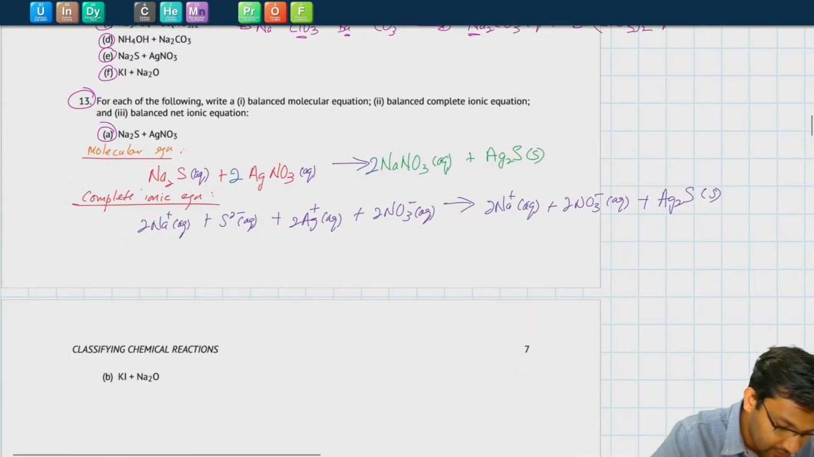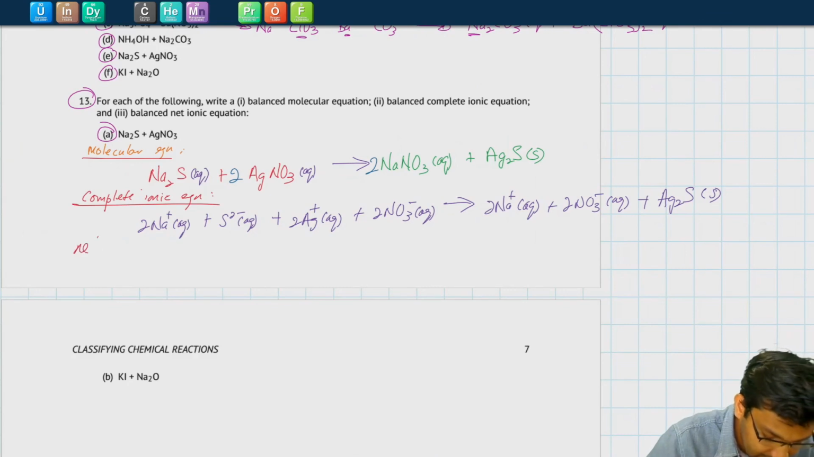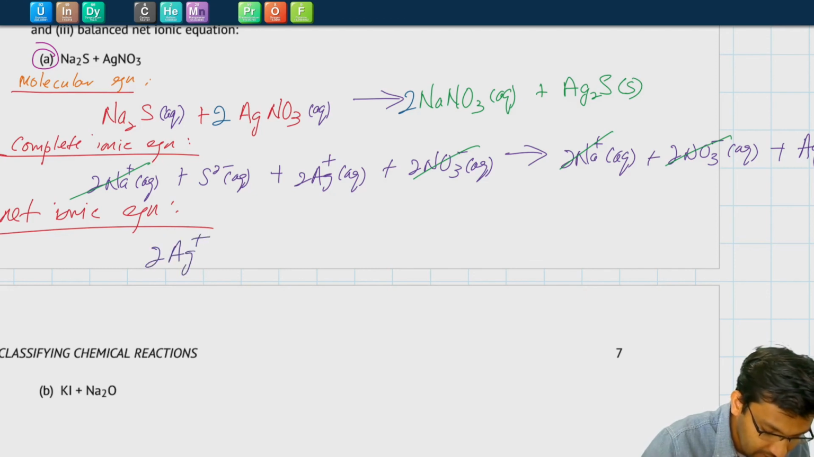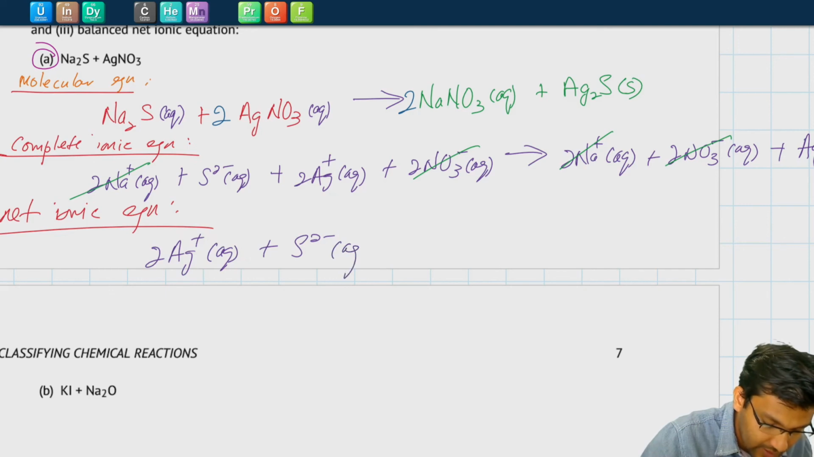All right, now let's figure out our net ionic equation. All right, everything that stays the same, we cancel out. So 2 sodiums, 2 sodiums, 2 nitrates, 2 nitrates, everything else remain the same. So our net ionic equation would be 2 silver plus aqueous plus a sulfide aqueous going to give us silver sulfide solid.